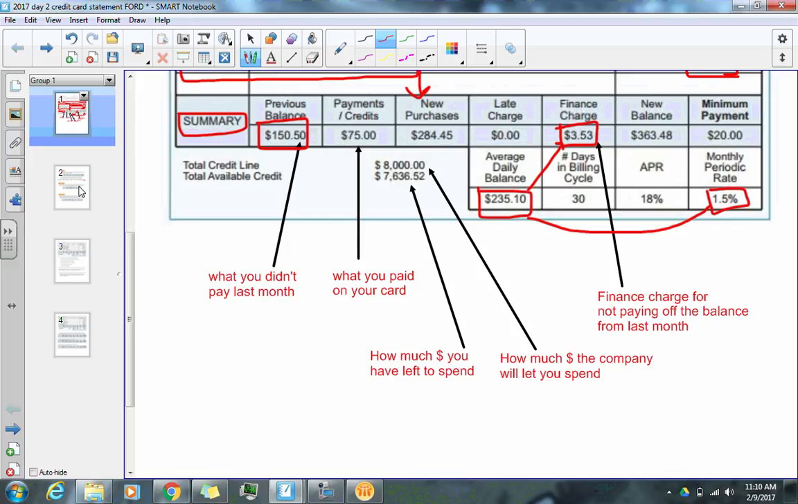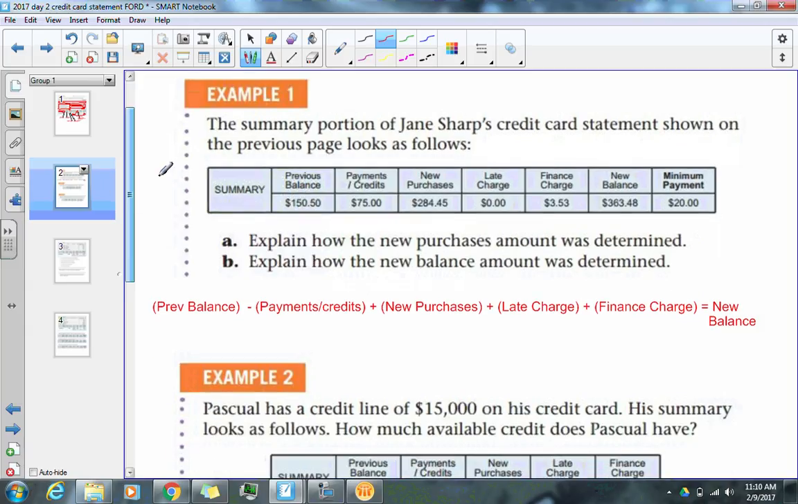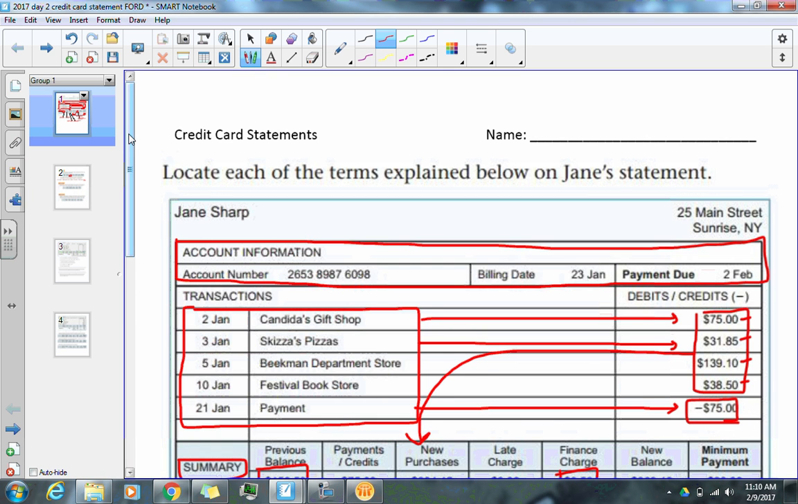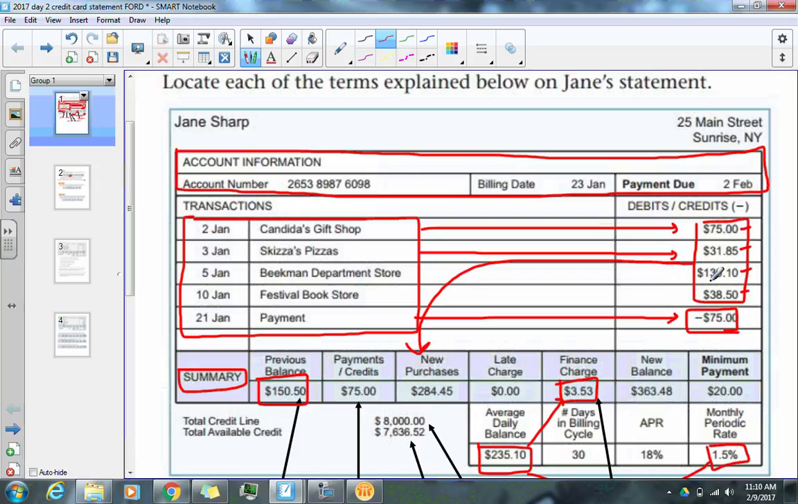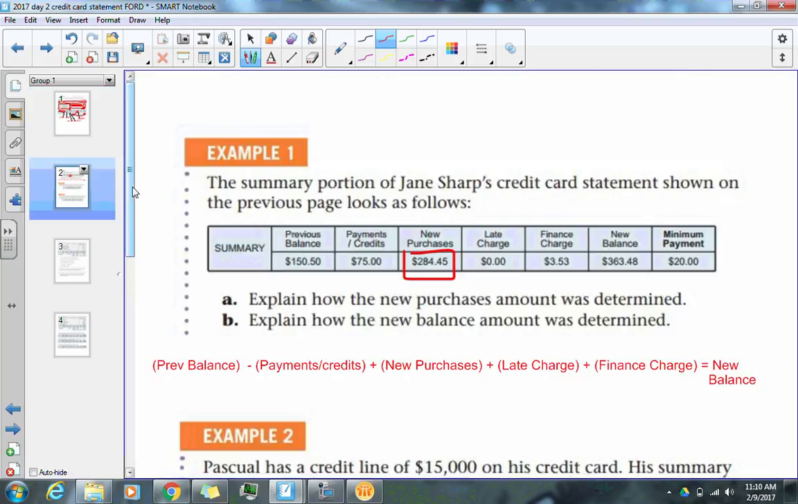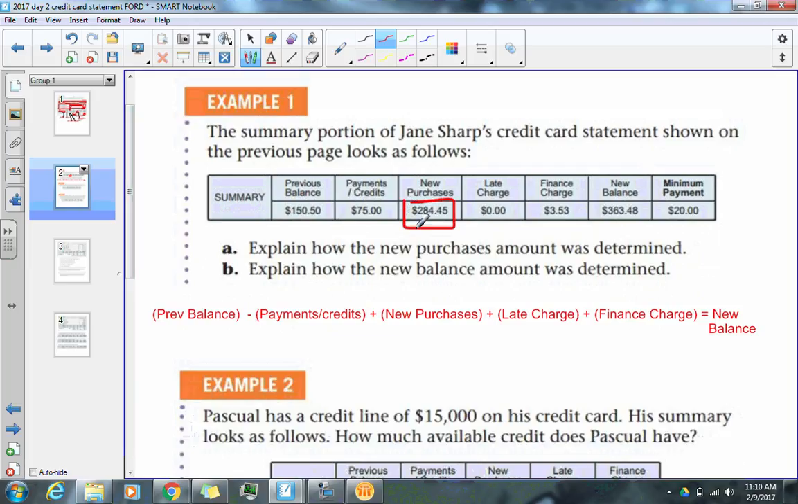All right, now let's get going. Example number one. Explain how the new purchases amount was determined. Well, the new purchases were 284. Going back to your credit card statement, I know there's a lot of writing on here, but if you just add up all the things that you bought, that's how you get 284. So the answer to that question is that new purchases are what I bought.